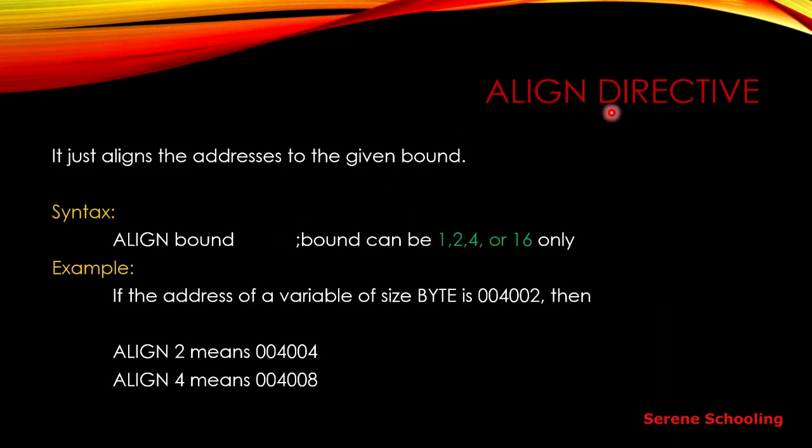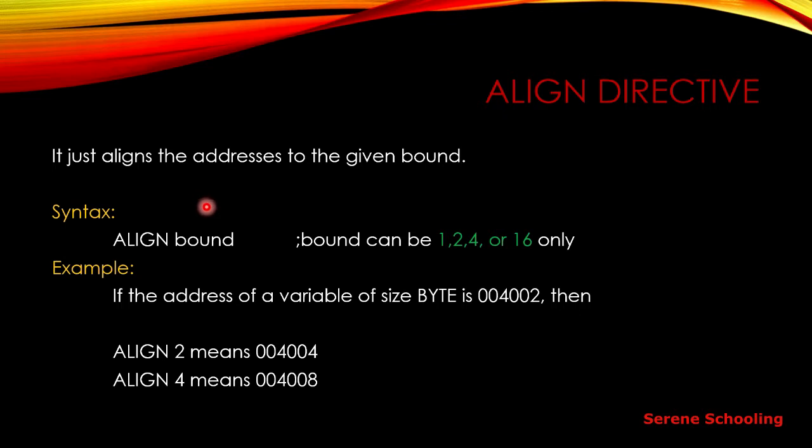So here is the align directive. What it does is it just aligns, right? It aligns the addresses to the given bound. We will give some bound, and all the address numbers will be aligned according to that number. So for understanding, see over here in the syntax part I am writing the align keyword as it is, and then the bound.